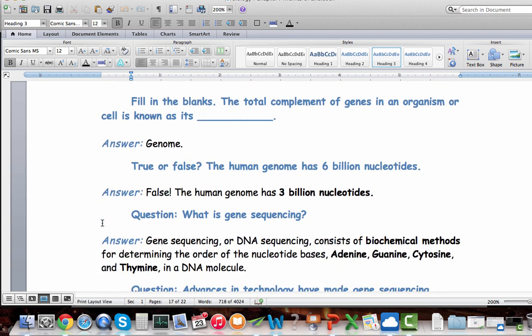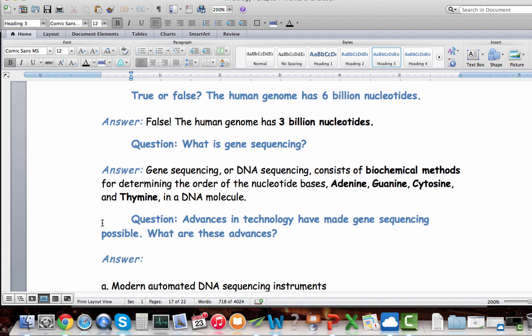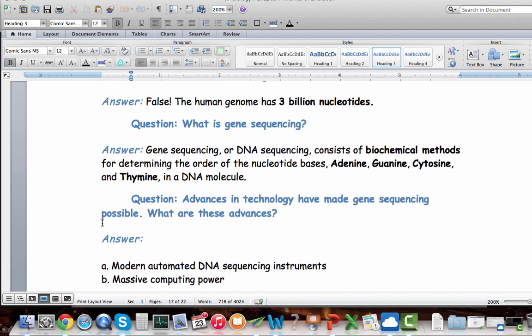Question: what is the total complement of genes in an organism or cell known as? Answer: the total complement of genes in an organism or cell is known as its genome. Question: true or false? The human genome has 6 billion nucleotides. Answer: false. The human genome has only 3 billion nucleotides.